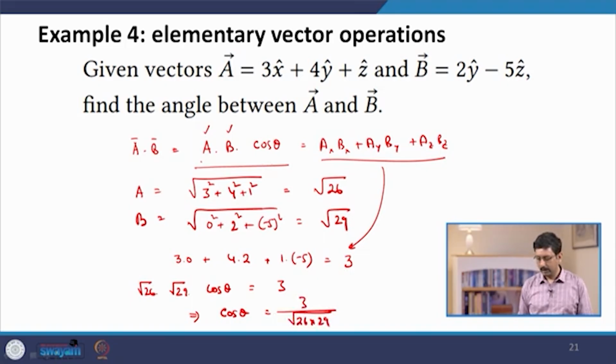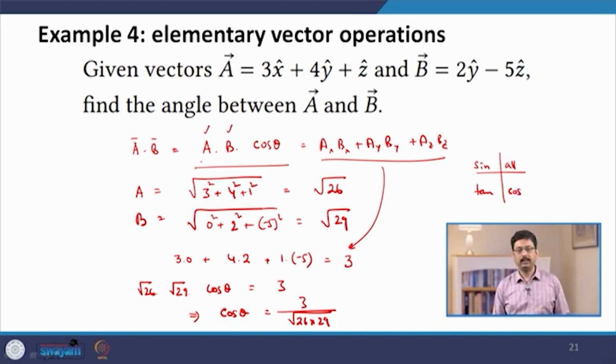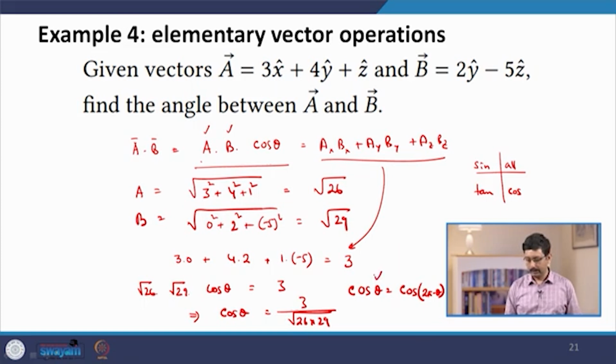Then you can solve this equation to get cos theta equal to 3 over the square root of 26 times 29. Now, note one thing: if you know cos theta and you are solving to calculate theta, there are two angles which have the same cosine. Cos of theta is equal to cos of 2 pi minus theta. So, in general you will get two solutions, theta and 2 pi minus theta. By convention, take the smaller angle, and that is the angle between the vectors A and B.